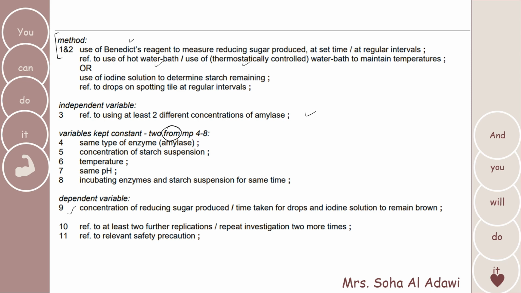Mention at least 2 controlled variables. Mention how you are going to measure the dependent variable. And finally, mention the safety precaution and say repeat to take an average and to exclude anomalies.